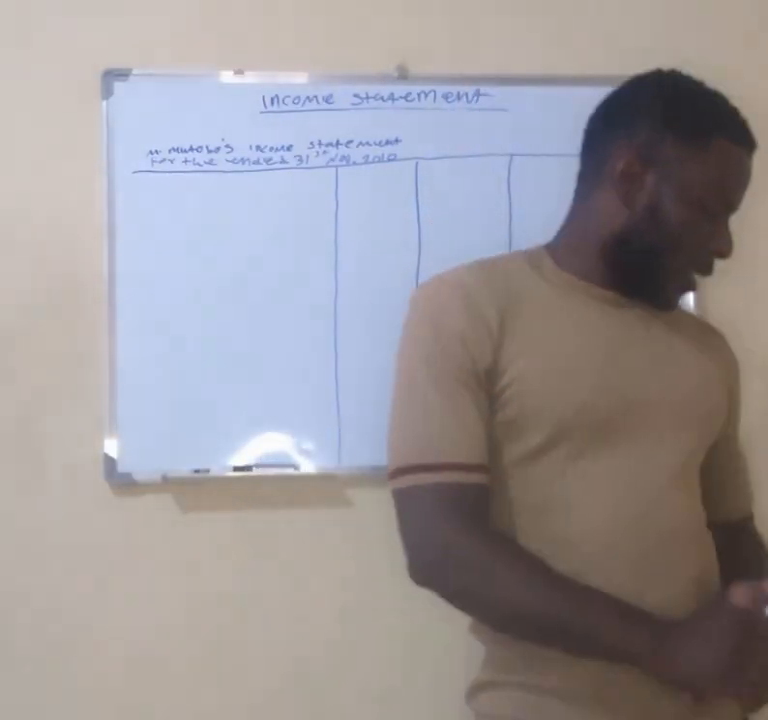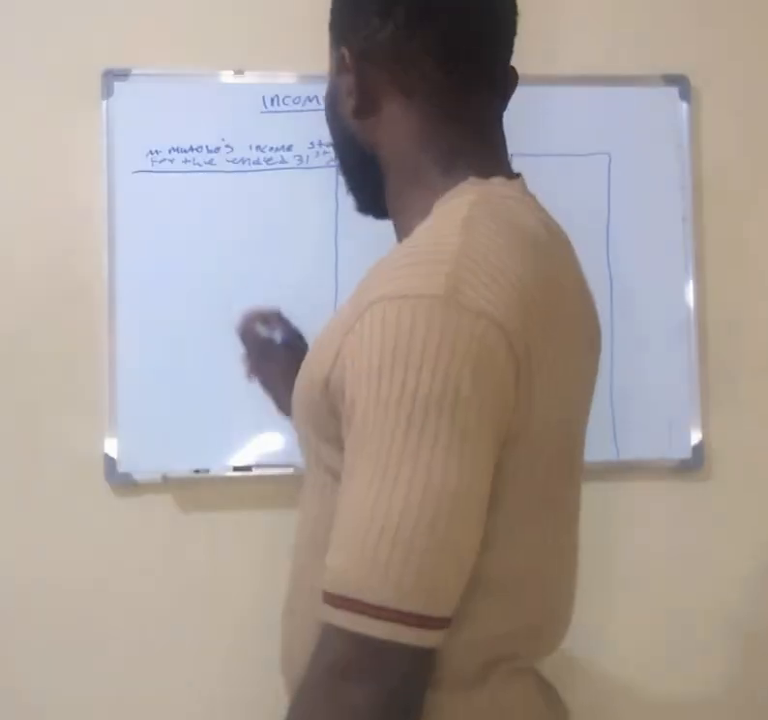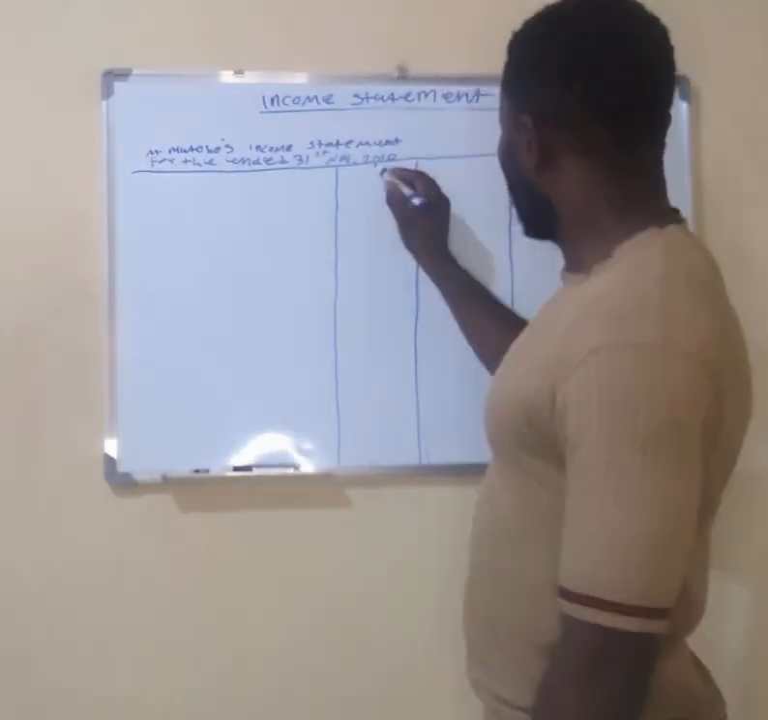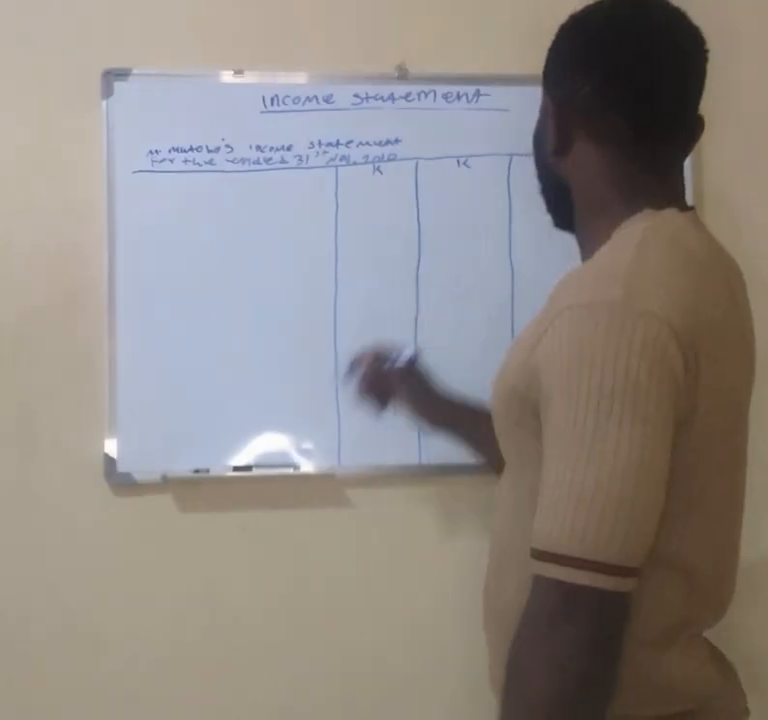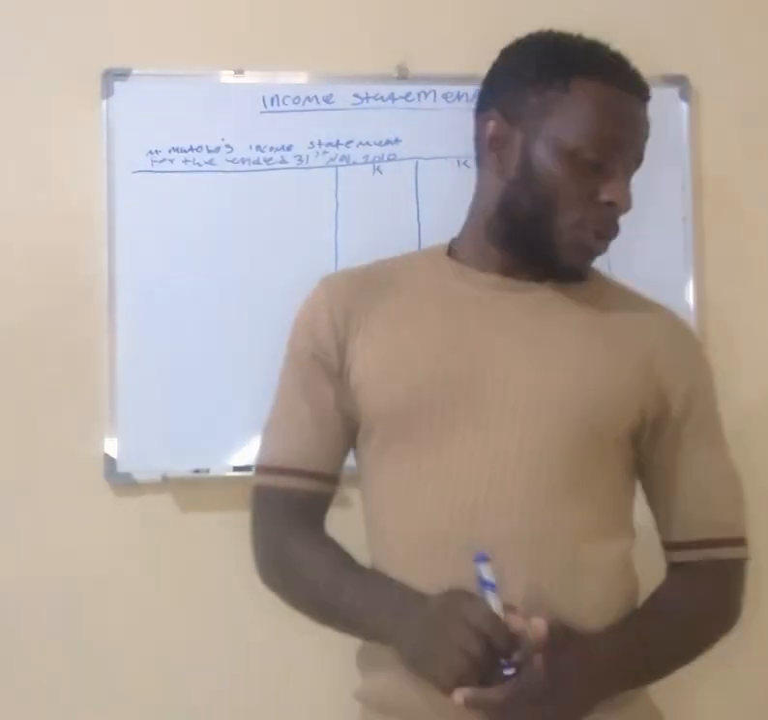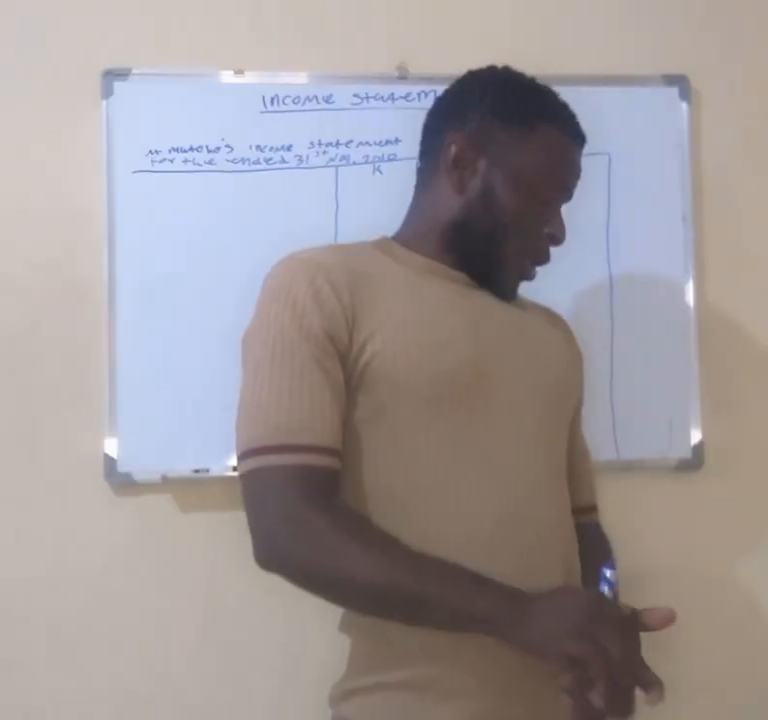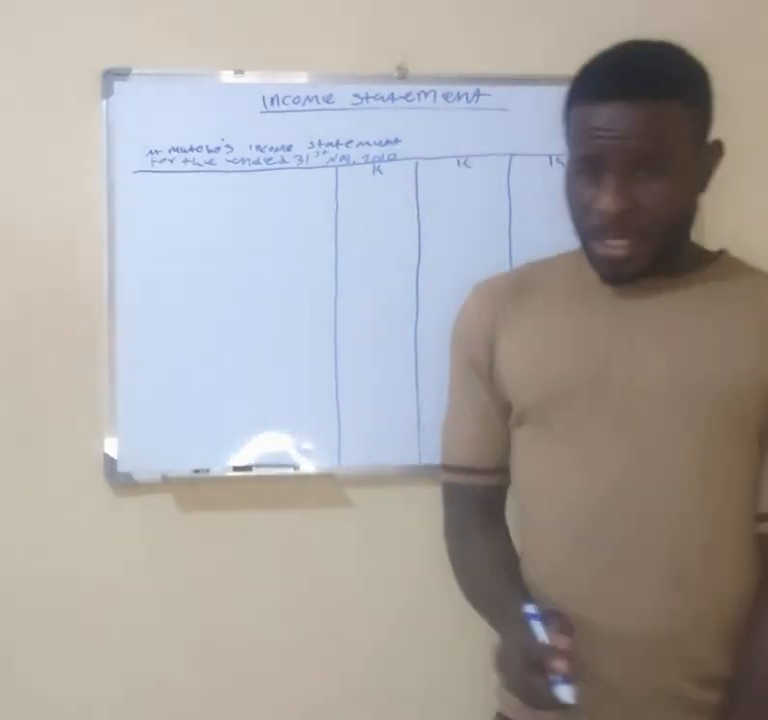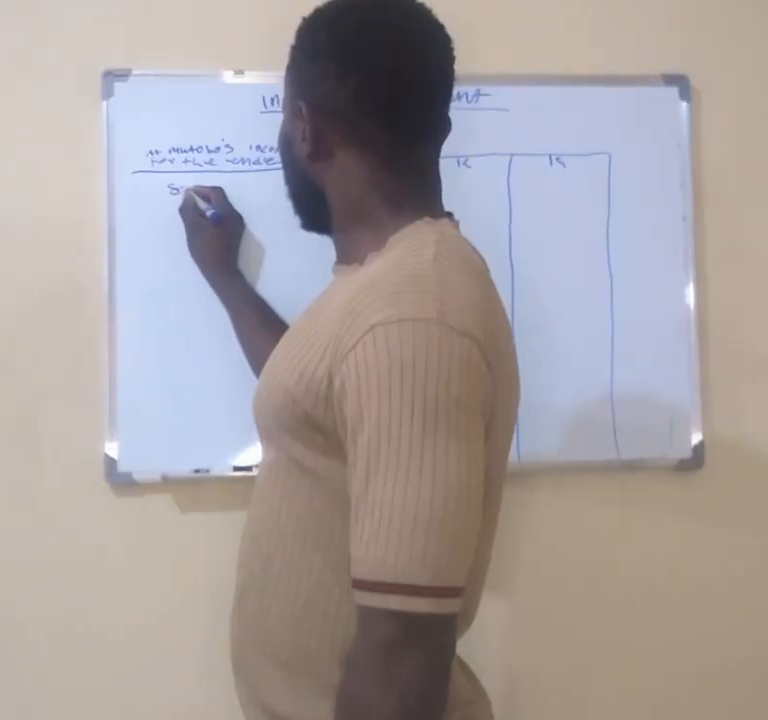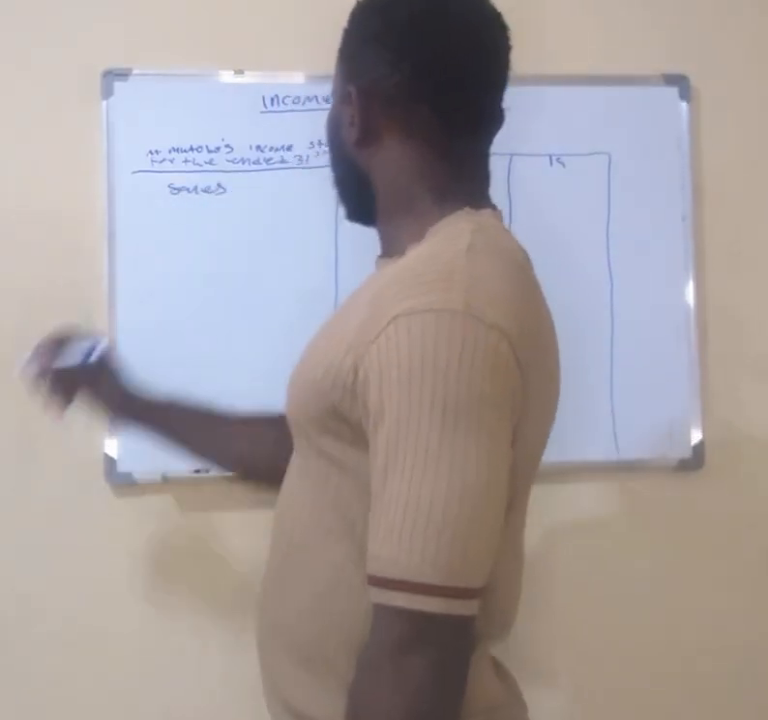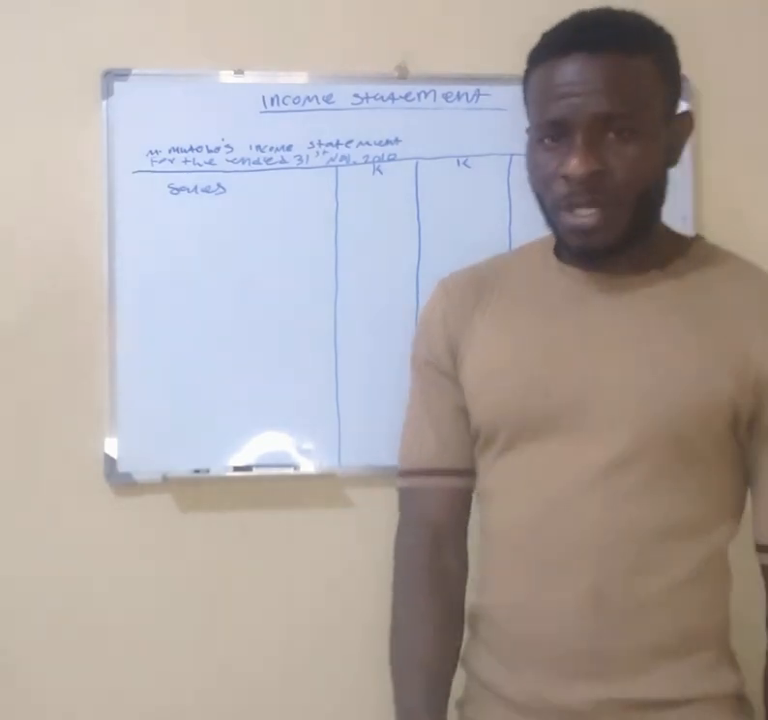So like I said, it starts with the sales. First of all, you have to put in the currency for your country. Like here in Zambia, we use kwacha, so I'm going to put the symbol here. So the first thing is the sales. The sales, like I said, is the value of goods that were sold.